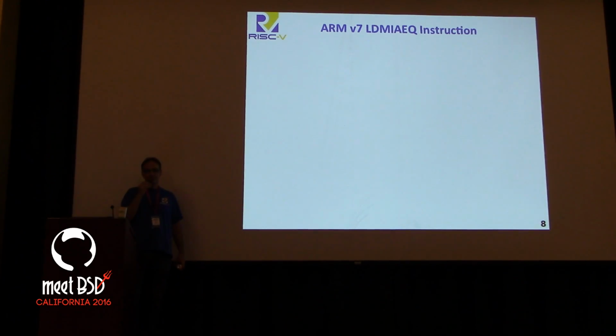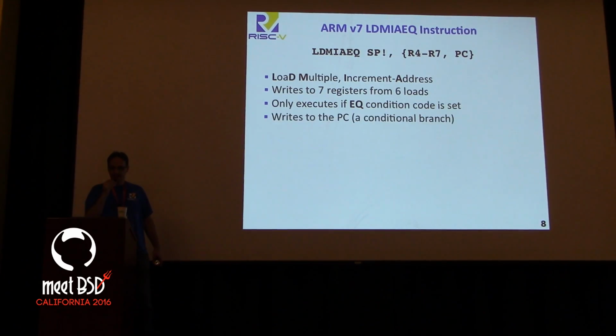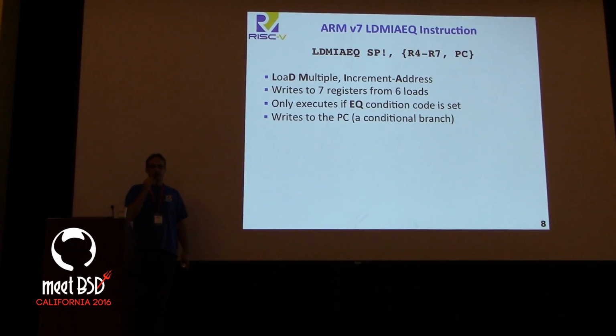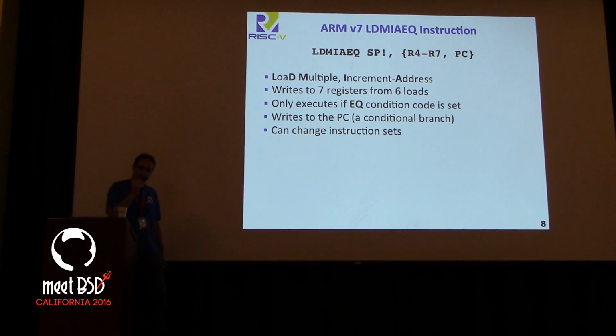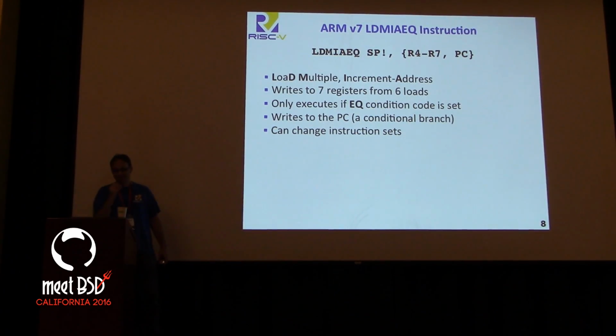So here's an ARM RISC instruction. The opcode is LDMIAEQ, okay? So what does that instruction do? It's written out there. What it does is it's a load multiple increment address. So it writes to 7 registers from 6 loads. It only executes if the equal condition is set. And by the way, one of the registers it writes is the PC, so it's actually a conditional branch as well. And on the ARM, the addresses you branch to can change the instruction set you're using. Okay. So this is a RISC instruction in name only, right? So ARM is better, but it's not really that much better if you actually look at the details.